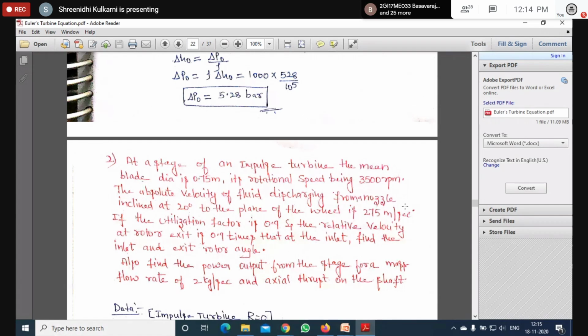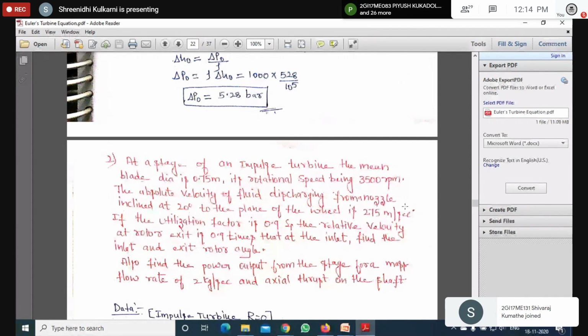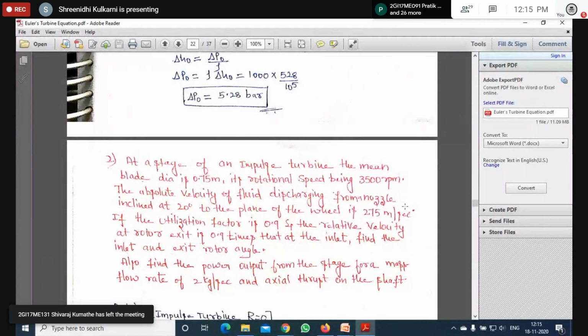Find the inlet and exit rotor angle. Also find the power output from the stage, for a mass flow rate of 2 kg per second, and axial thrust on the shaft.